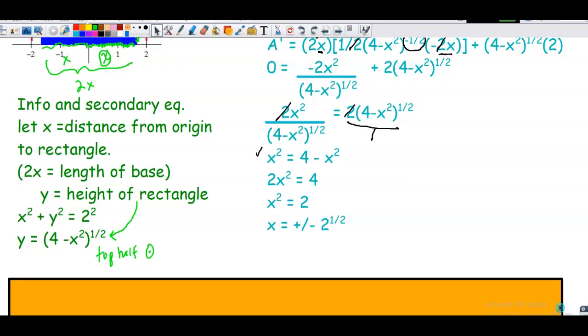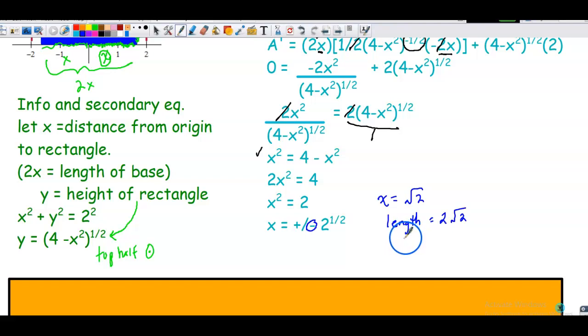Getting a negative value does not make sense. Remember, that was part of the reasonability. So even though I got plus or minus, this doesn't make sense because x is the distance from the origin to one end of the rectangle. So really x is equal to the square root of 2, but that means that the length of the rectangle would be 2 square root of 2.